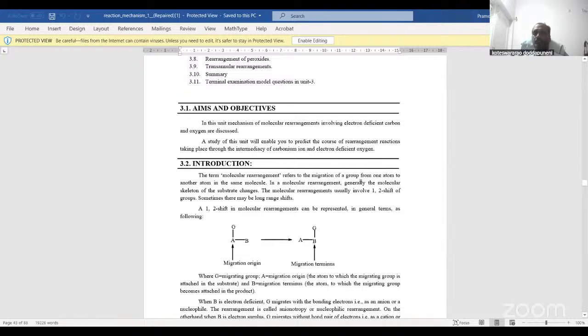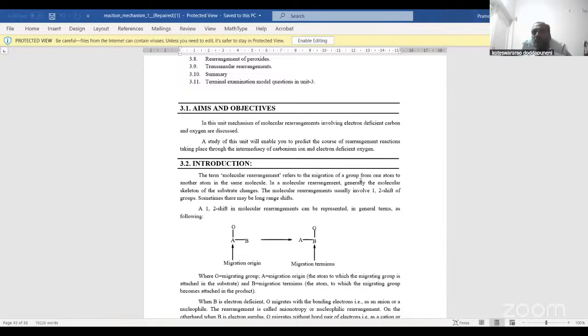That means, suppose one group or an atom from a first position or second position or third position is migrating from its position, from migration origin to migration terminus. Then it leads to the formation of structural change. That means skeletal changes it is undergoing. That is known as molecular rearrangement. The molecular rearrangements usually involve one to two shifts, or sometimes longer shifts may take place.